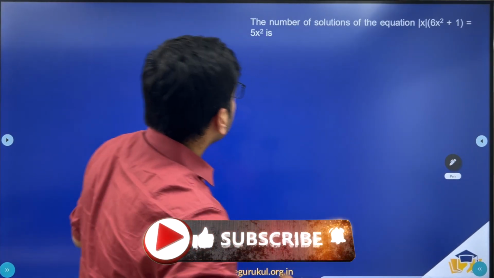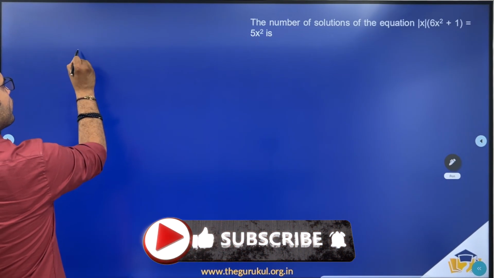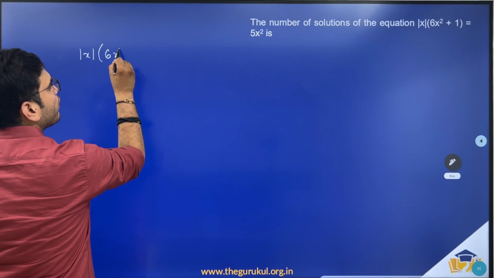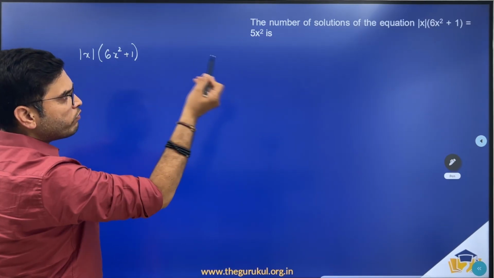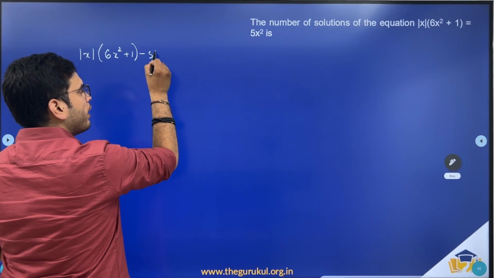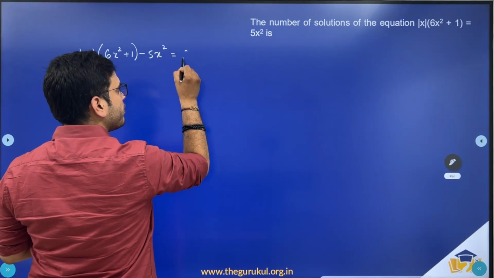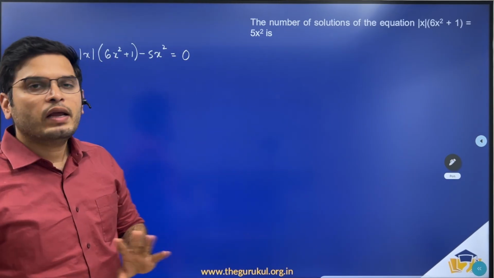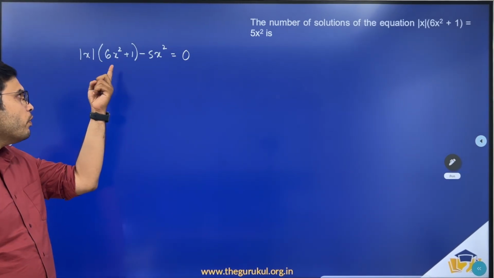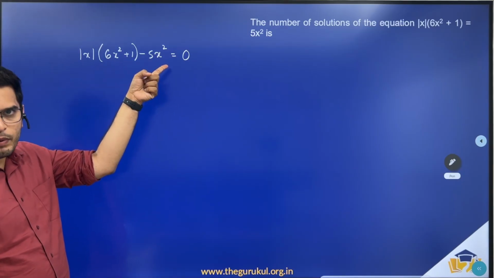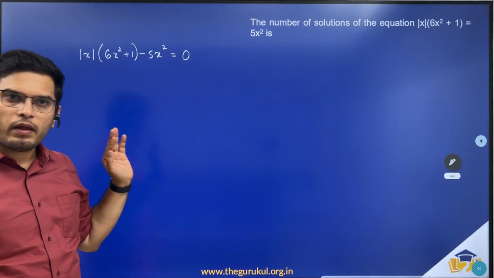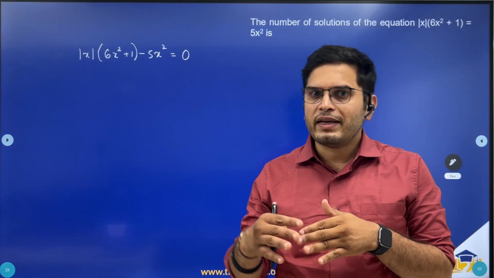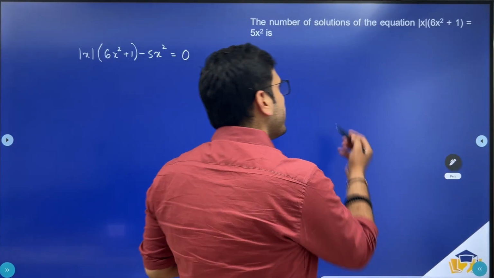Now coming to the last question. The number of solutions of the equation mod x into 6x square plus 1 is equal to 5x square is. Now first I'll bring 5x square to the left hand side. So the equation becomes mod x into 6x square plus 1 minus 5x square is equal to 0, right? Now for plus or minus x, this will be positive, this will be positive, and this will also be positive, right? Now whenever we have modulus, mod x will be positive when x is positive and also negative. So x can take two values.